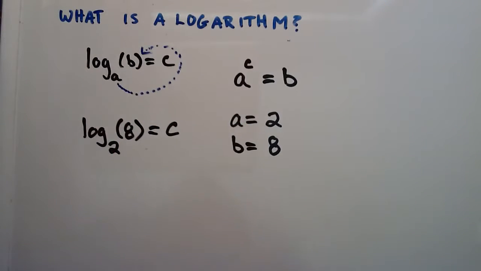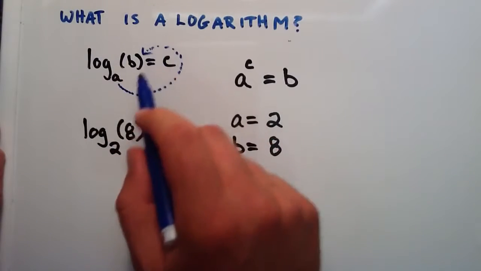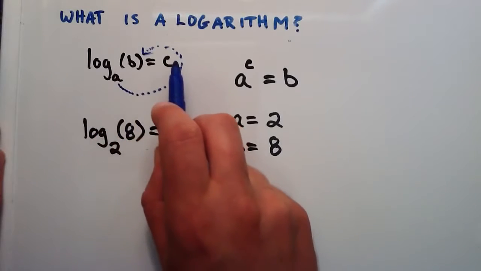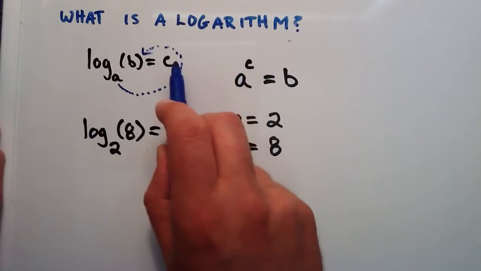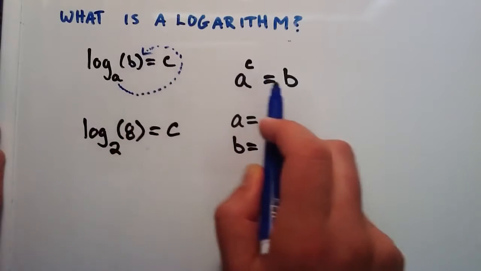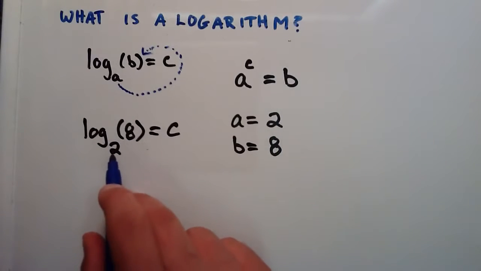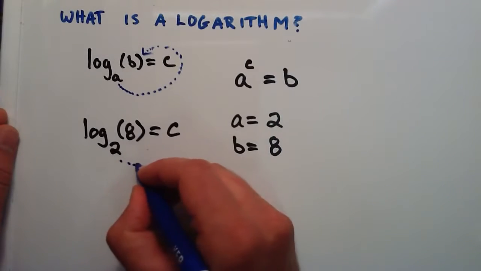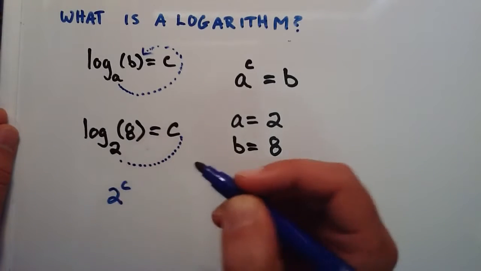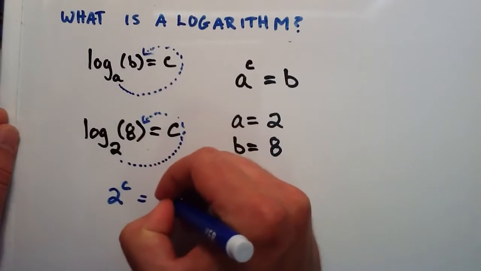So basically this is a way to help you remember how to write this. A is our base, follow it, and then the next thing you write is the power C, and then you pass the equal sign, equals the argument B. So, okay, doing the scorpion tail technique, what we're saying is 2 raised to the C power is equal to 8.